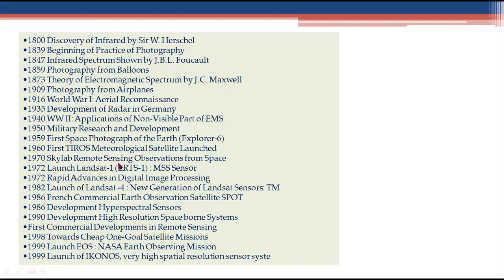1960, Skylab remote sensing observation from space. 1972, launch of Landsat 1, MSS sensor. 1972, rapid advance in digital image processing. 1982, launch of Landsat 4, new generation of Landsat TM. 1986, French commercial Earth observing satellite SPOT. 1999, launch of IKONOS, and it was a very high spatial resolution sensor, very high resolution.